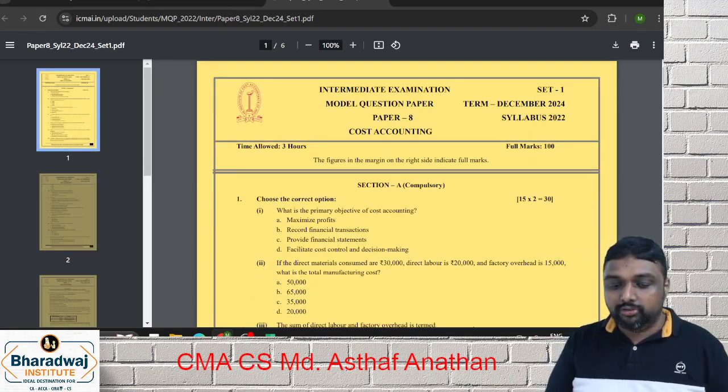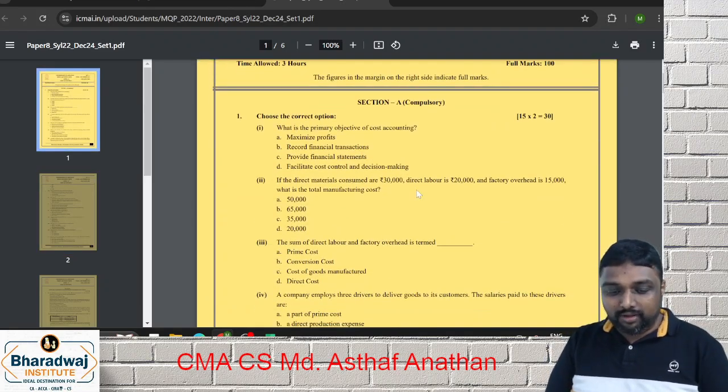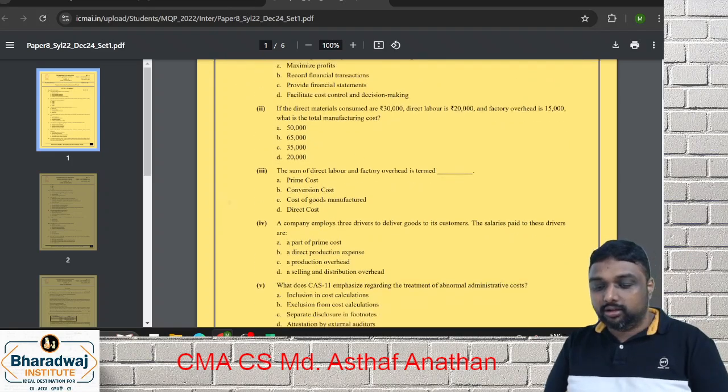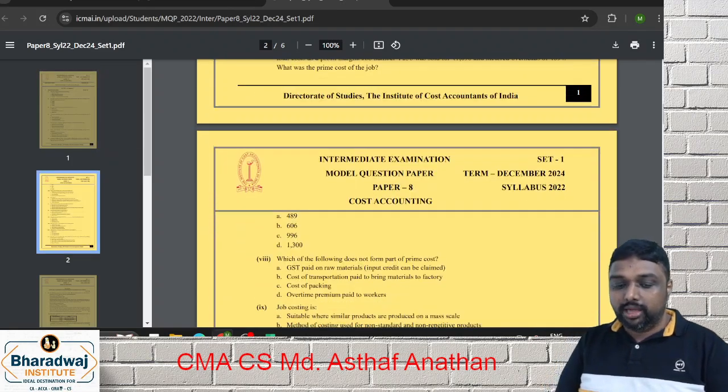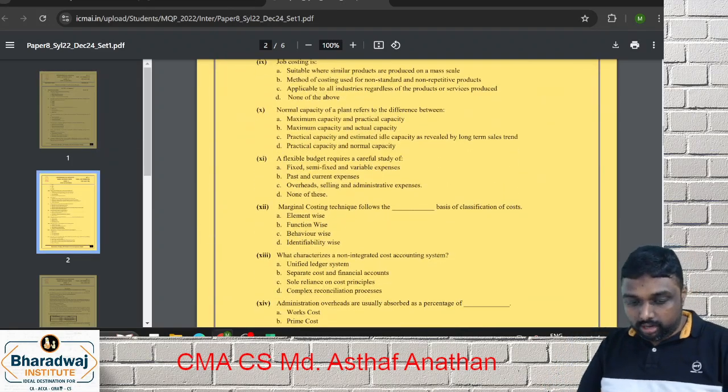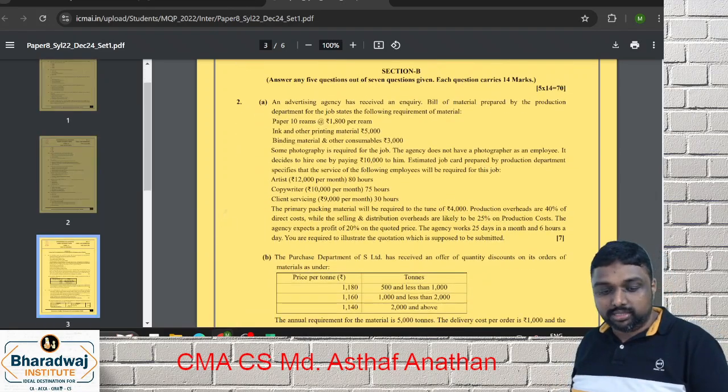See, what are the objectives of cost accounting theory? What is the manufacturing cost? Some factory or direct cost questions are coming, so only our base knowledge is required. Now coming to the 2 mark questions, I told you a separate strategy.